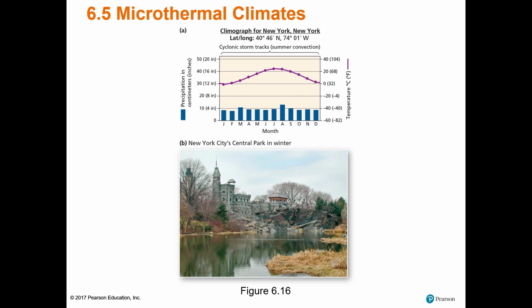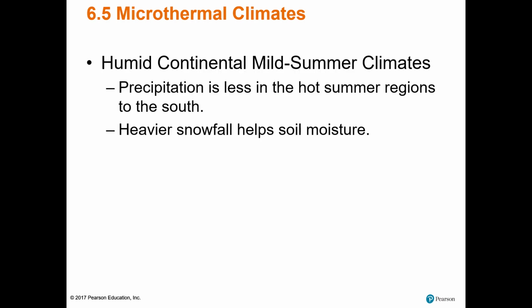There are warmer summer months and then cooler winter months. And this is referred to as summer convection because there are cyclonic storm tracks all year long.